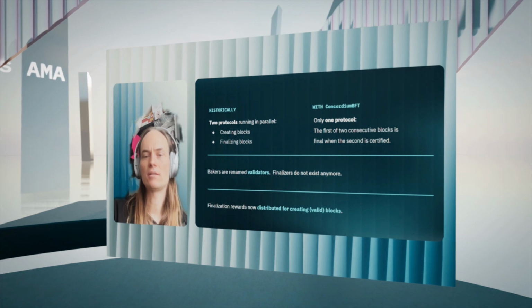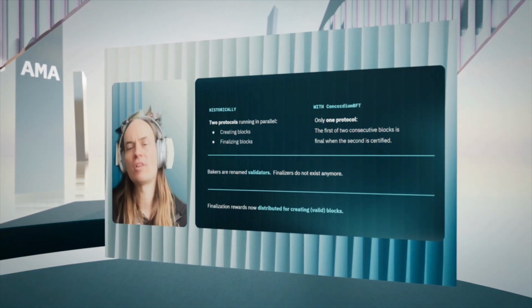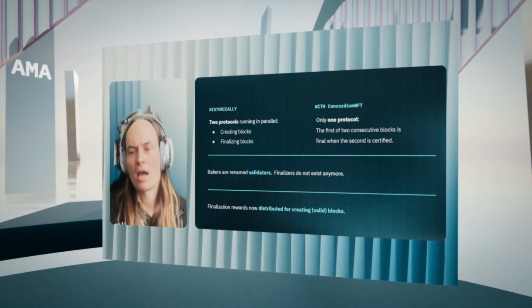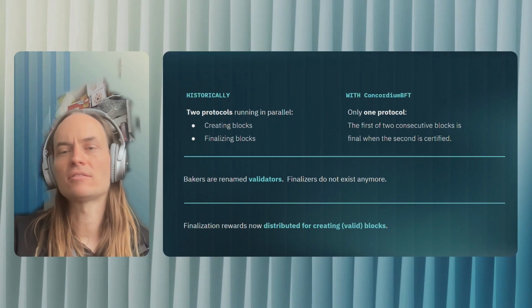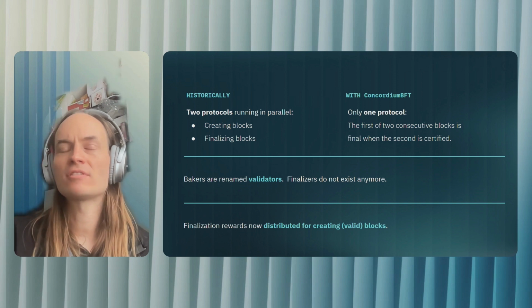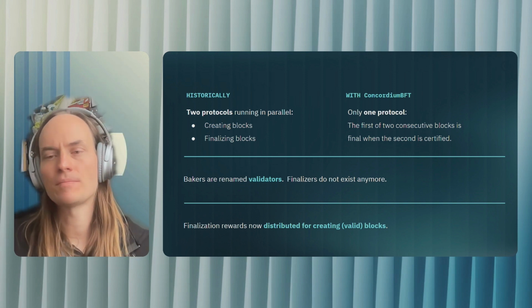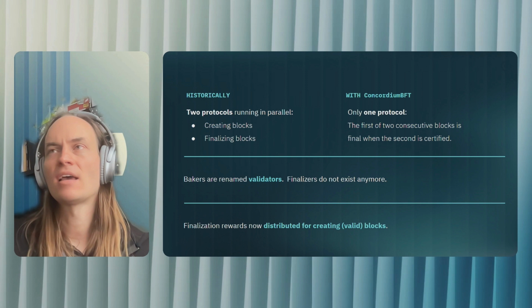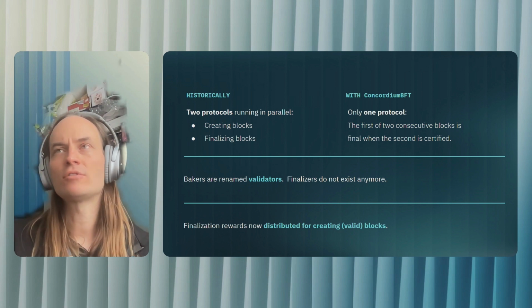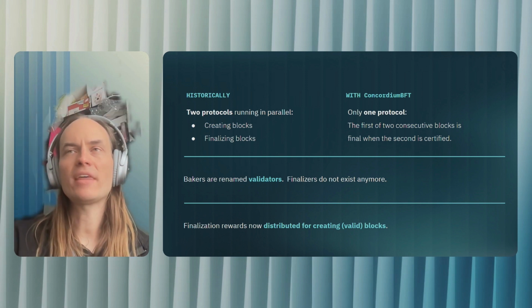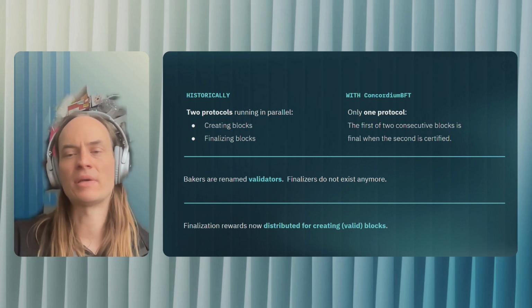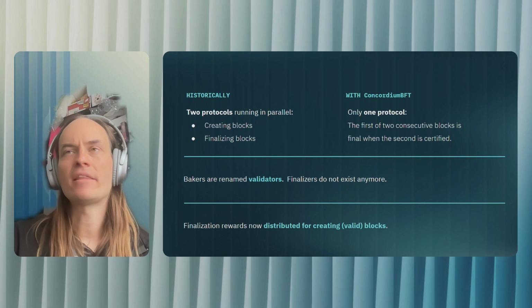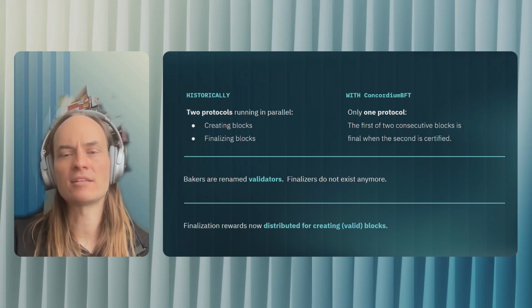Yeah. Next one is to talk about the difference between our validators, how they used to be bakers and finalizers, and how that has changed. So we changed our consensus protocol a few months ago. Maybe most people are already aware of that. We used to run two protocols in parallel. There was a protocol for creating blocks, and our so-called bakers did that. They made block after block and added them to the chain. And there's another protocol running in parallel for finalizing these blocks.